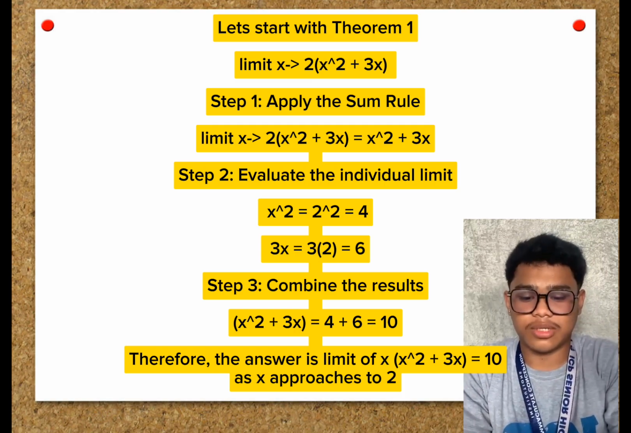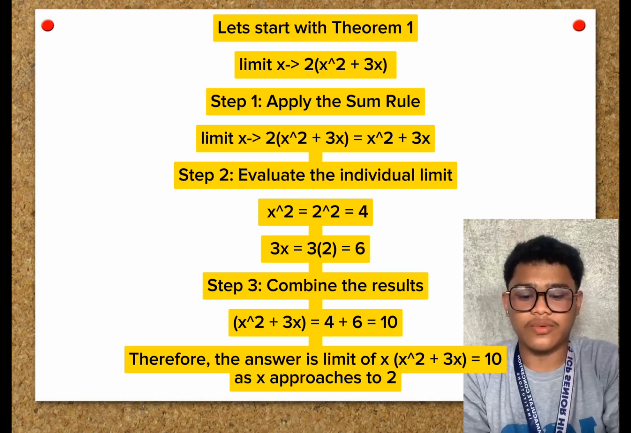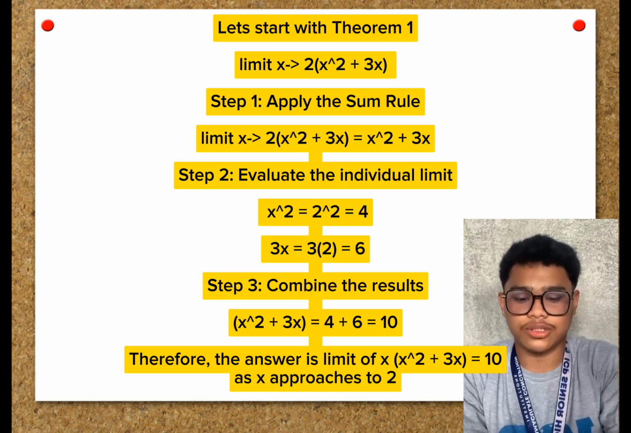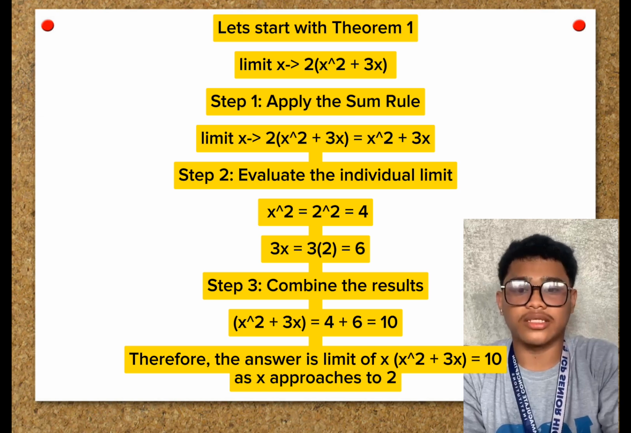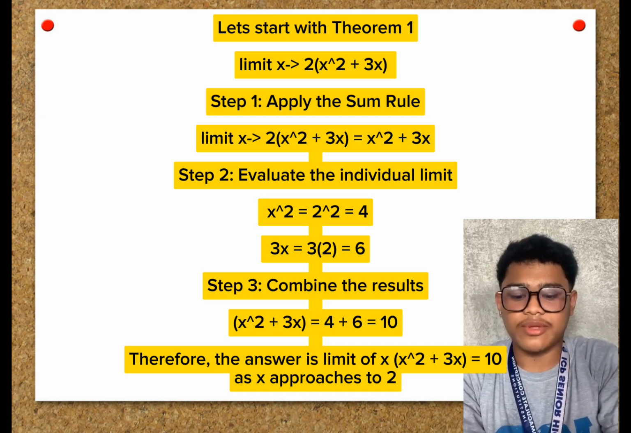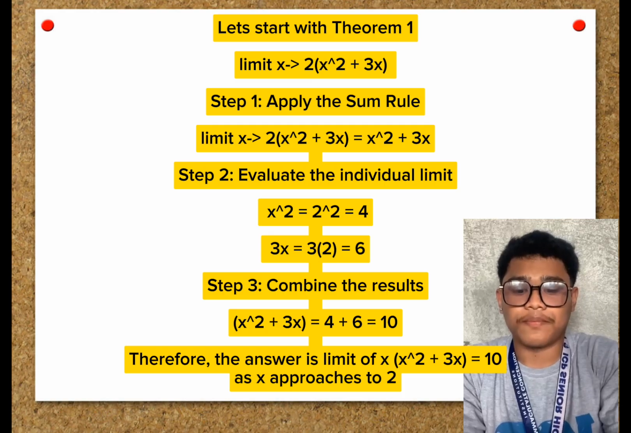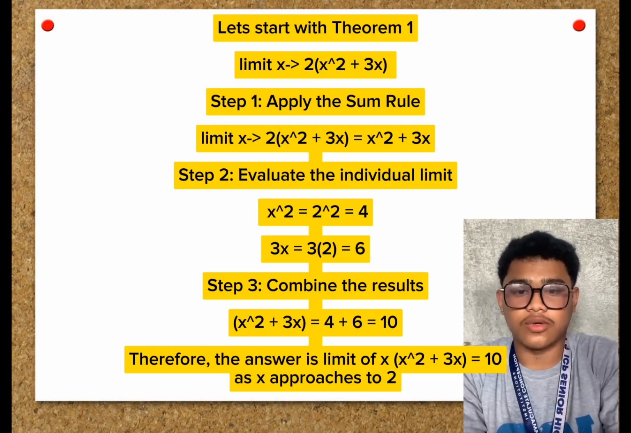Step 2. Evaluate the individual limits. Now, we can evaluate each limit separately. Since both are polynomial functions, we can use direct substitution. The limit of x squared equals 2 squared equals 4. The limit of 3x equals 3 times 2 equals 6.